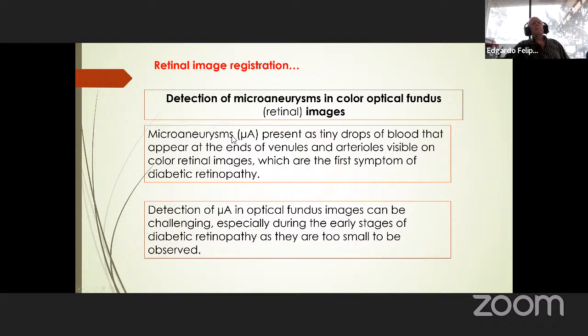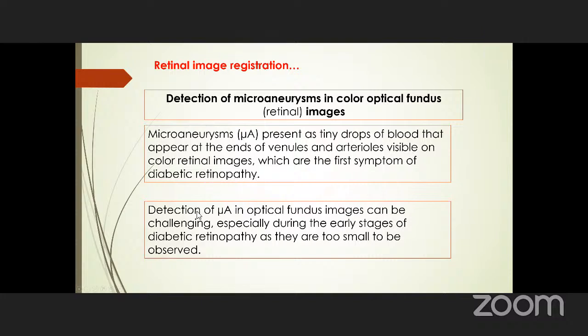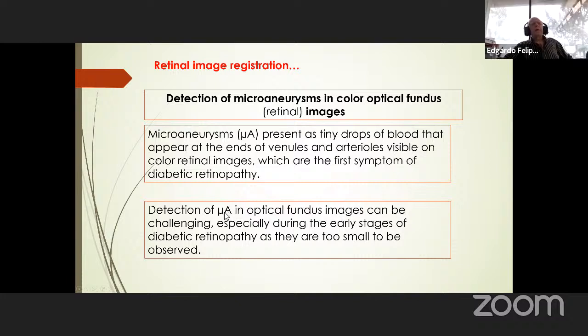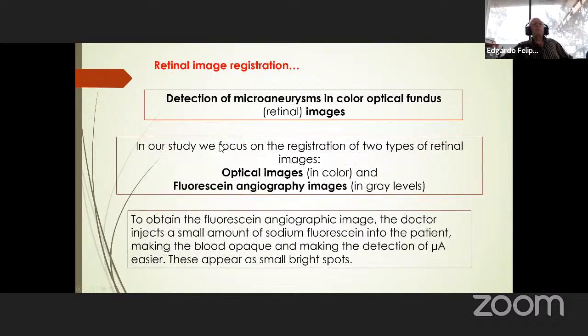What are microaneurysms? Microaneurysms are presented in images as tiny drops of blood that appear at the ends of venules and arterioles, visible on colored retinal images, which are the first symptom of diabetic retinopathy. Detection of microaneurysms in optical fundus images can be challenging, especially during the early stage of diabetic retinopathy, as they are too small to be observed. I am going to show this now.